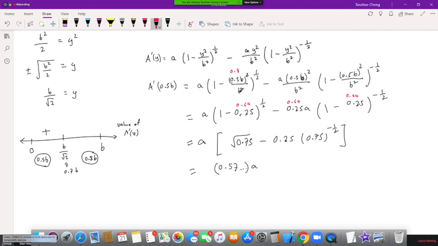So what happened is we are getting something different right now, right? So this will become square root of 0.36. And this will be 0.64. And then this will be 0.36 to the negative 1/2 power. And from here, you can see that we will get like a negative number.